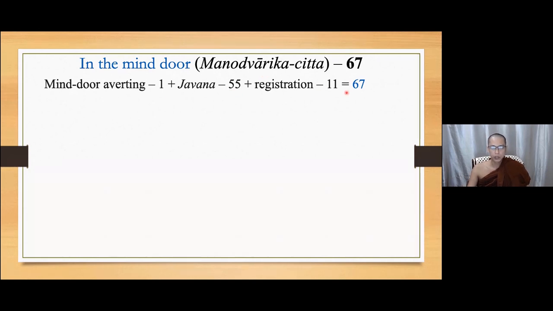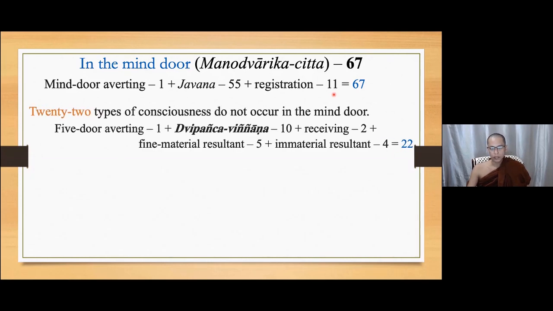So 3 types include the 67 consciousness. Then the remaining 22 cannot arise in the mind door process. So what are the 22 consciousness that cannot arise in the mind door? The first one, the five-door adverting, the pancha dvaravajjana. It arises only in the five doors, and instead of five-door adverting, the mind-door adverting arises. That's why the five-door adverting cannot arise in the mind door.